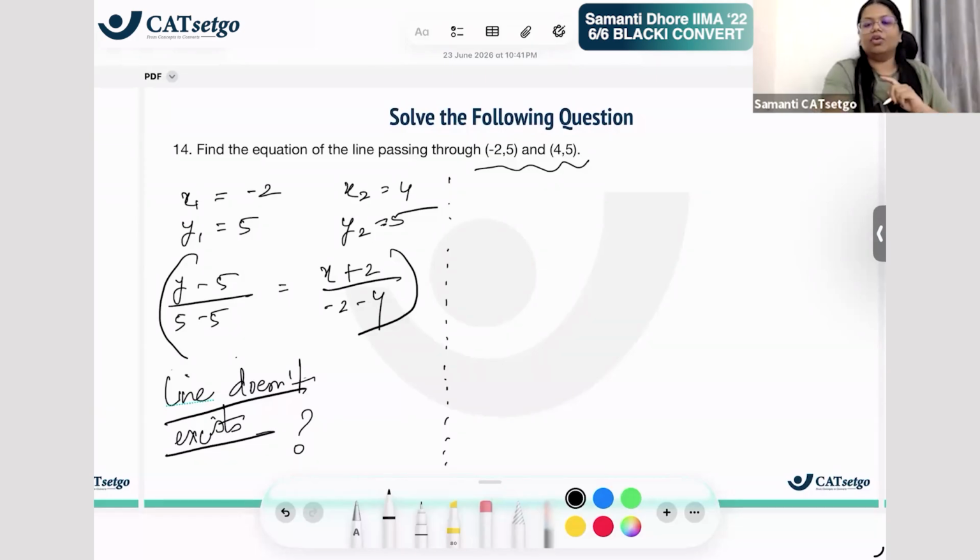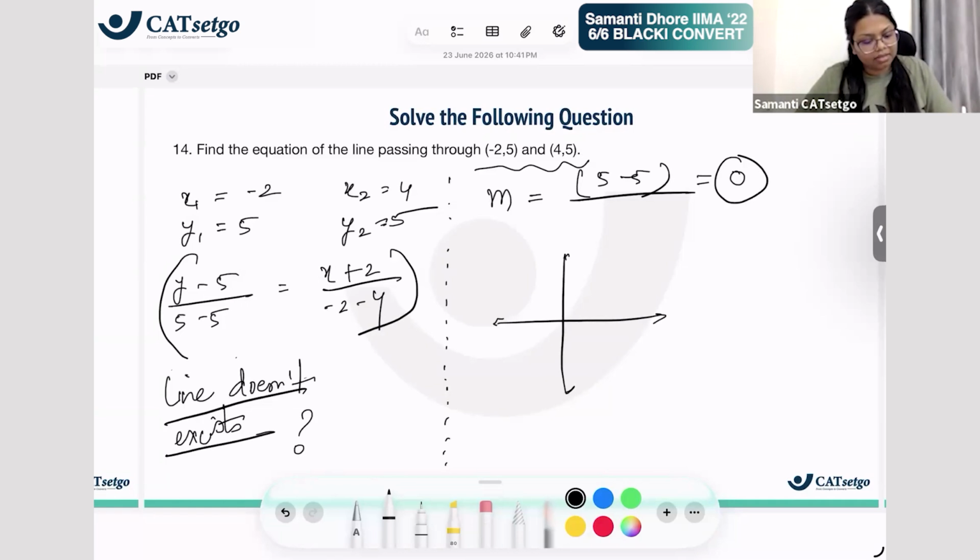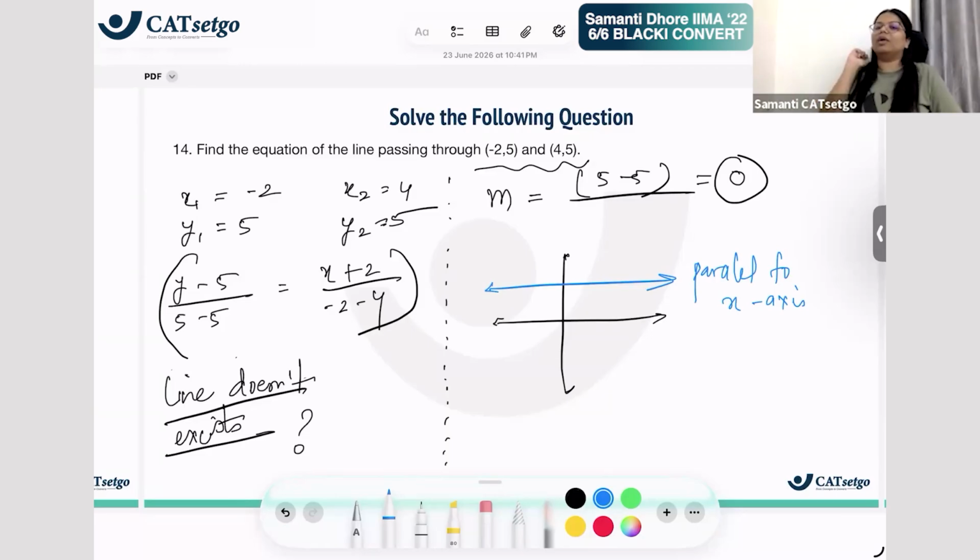Very good. So how do we understand here? If we look at the slope, it is 5 minus 5 divided by whatever. But this is 0, right? Slope is 0. So when slope is 0, it means it is a sleeping line. This line is parallel to the x-axis.